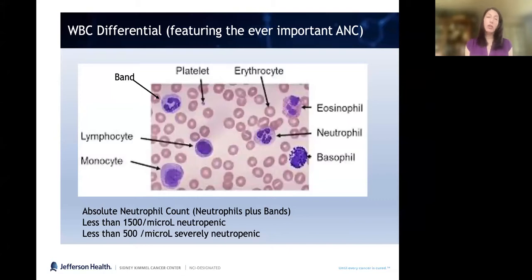And the other cells are all part of normal white cell development, and you will see them in variable amounts listed. And again, the kind of marking of normal in those things is a little bit less important. If there's something in particular that your oncologist is worried about, I'm sure they'll speak to you about it, or you can ask about it. But really, this is where we focus in terms of the ANC.